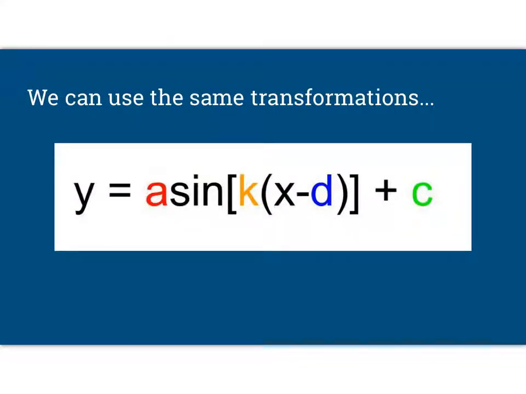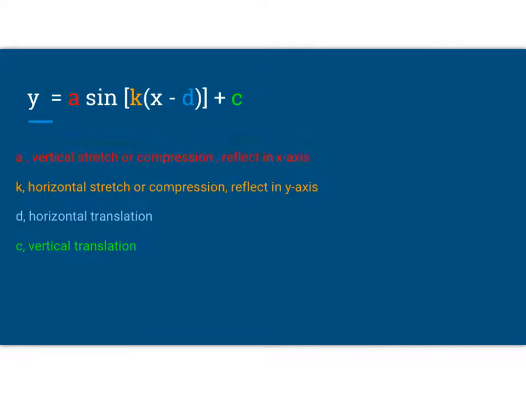When we work with sinusoidal functions, we can use exactly the same transformations. So a will be our vertical stretch and compression, k our horizontal stretch and compression, d our horizontal translation, left and right, and c our vertical translation up and down. This slide reveals what a, k, c, and d do for all functions, not just the sine function.